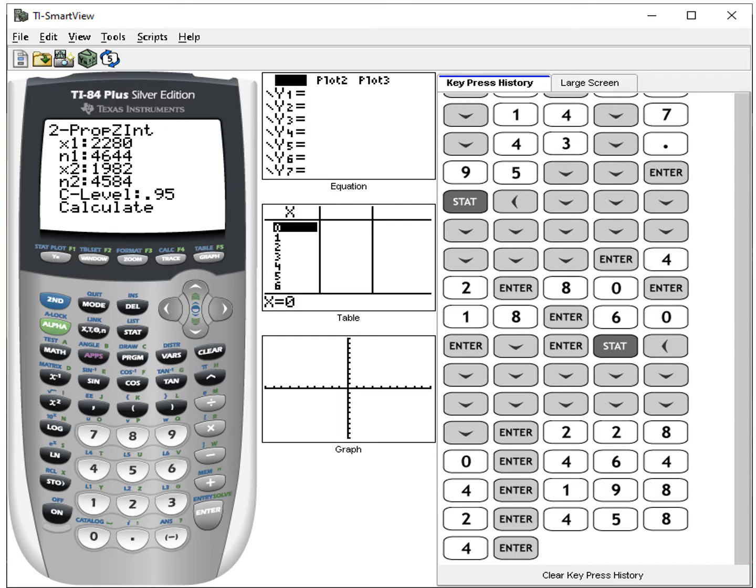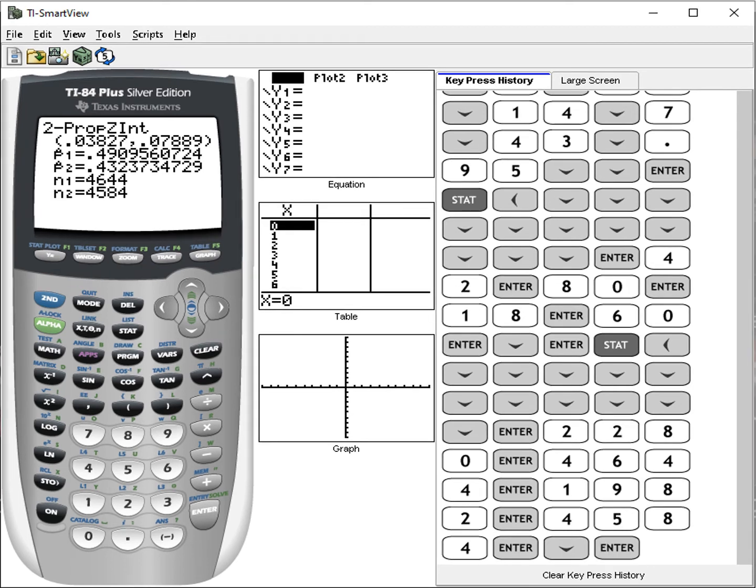So again, just filling in the information like before, taking the numbers from the word problem and putting them in there. I was told 95% confidence. And then there's my confidence interval. Almost, just a little less than 4% to a little less than 8%: 3.8% to 7.9%. And again, we could look at the p hats. So it looks like 49% of the accidents at the raised median were rear end, and 43% of the accidents at the left turn lane were rear end accidents.